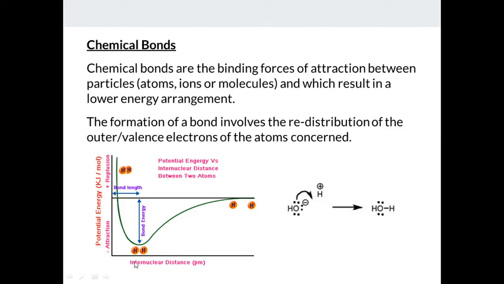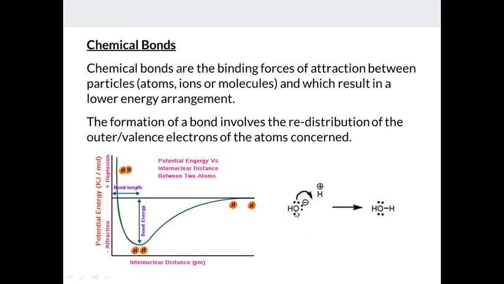The internuclear distance, which is the distance between the two hydrogen atoms, where there is a lowest potential energy, is the ideal bond length, or we can call it the equilibrium bond length. Another way to depict bond formation would be the use of pushing arrow diagrams, which I'm sure all of you will be very familiar with when you study organic chemistry.